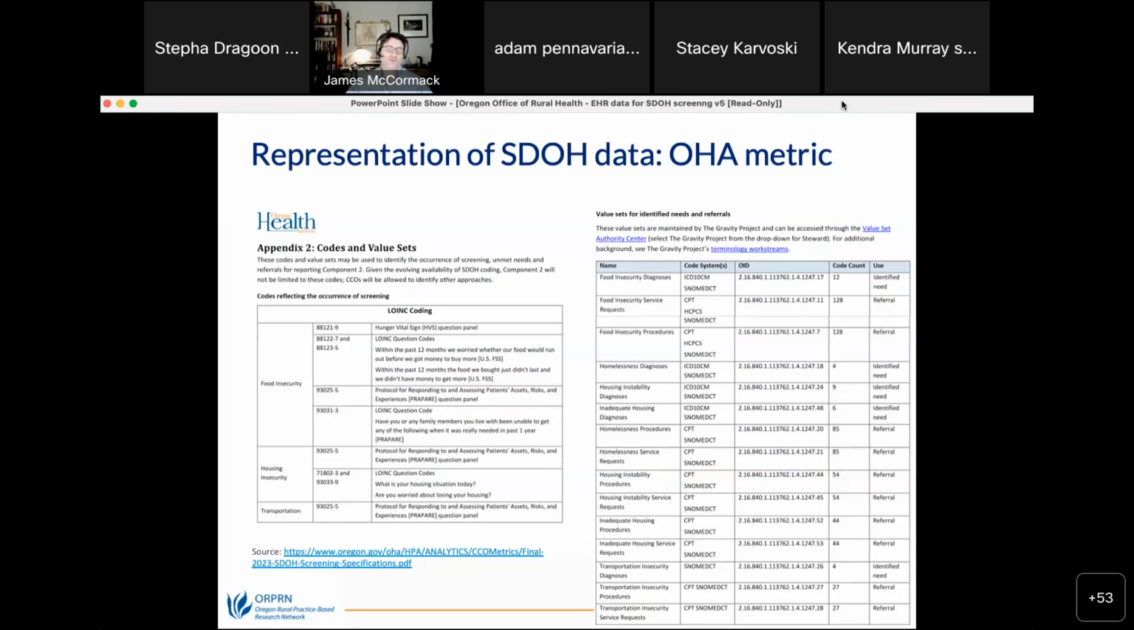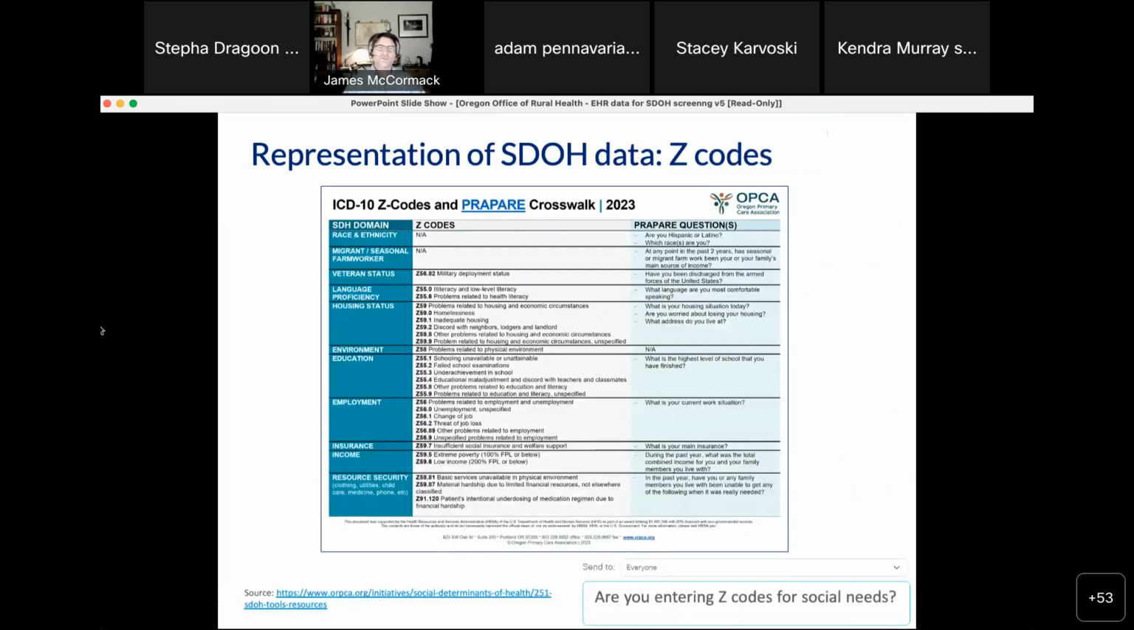And hopefully they look something like this. Next slide, please. Z codes. Z codes are fun, and I mentioned the challenges that the SBIRT, or the alcohol and drug risk screening, had using billing codes as a proxy for delivery of screening, because of lots of reasons.